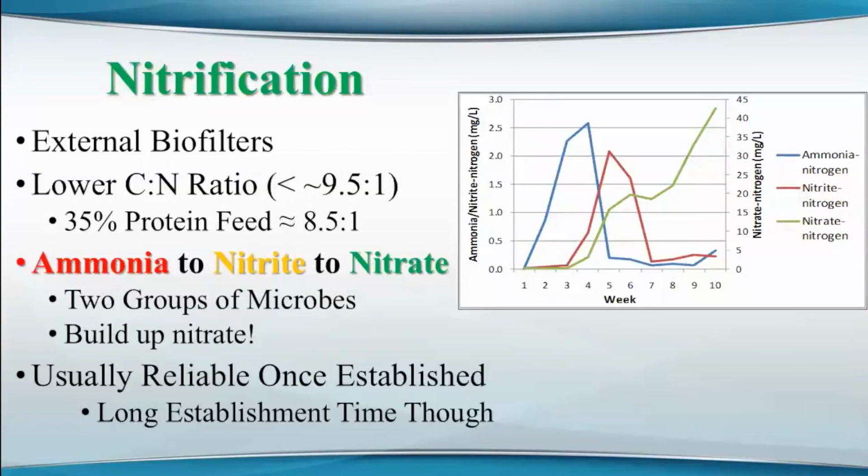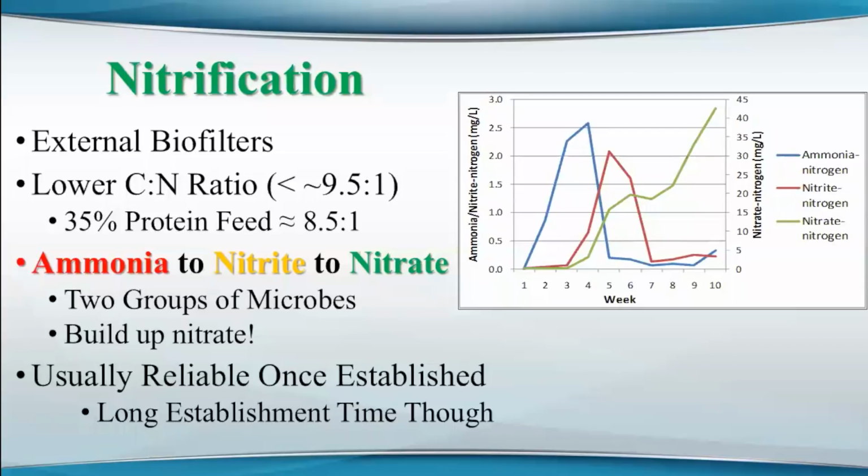So in nitrification, and this is really what you primarily rely on in external biofilters, you have a situation where the carbon to nitrogen ratio is relatively lower, below about 9.5 to 1, and you get this process going on primarily. This is going to be your dominant process. And that carbon to nitrogen ratio is what's in your feed and then what's in anything else that you add to the system, such as sugar. That's a way of getting more carbon into the system and increasing that ratio if you wanted to.